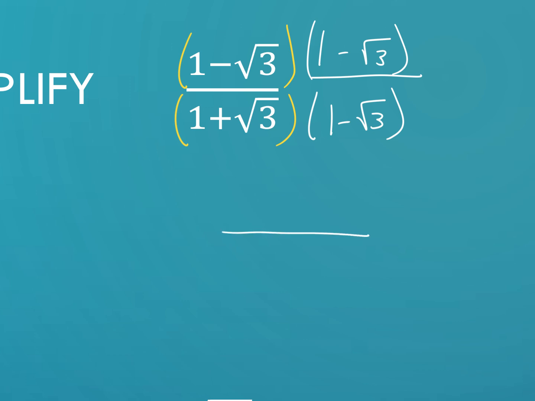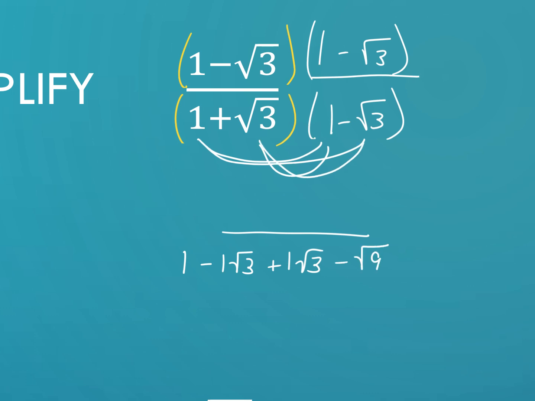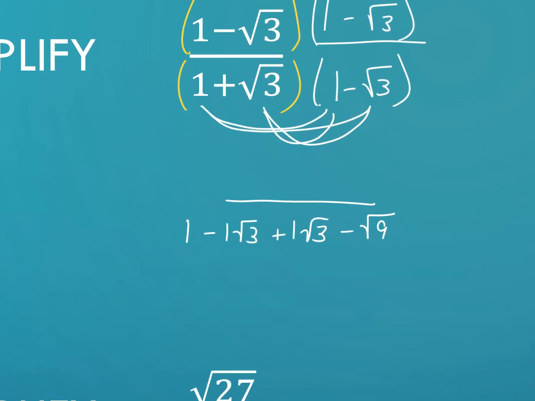So let's multiply. Let's FOIL. 1 times 1 is 1. 1 times negative root 3 is minus. If you want to put the 1 there, 1 root 3, it's fine. Then I have root 3 times 1, so it's plus 1 root 3. And then I have a positive and a negative, which gives me minus the square root of 3 times 3, which is 9. So as I simplify, I notice that a positive and a negative 1 radical 3 cancels. And then what is the square root of 9? 3. So what am I left with in my denominator? 1 minus 3 is negative 2.